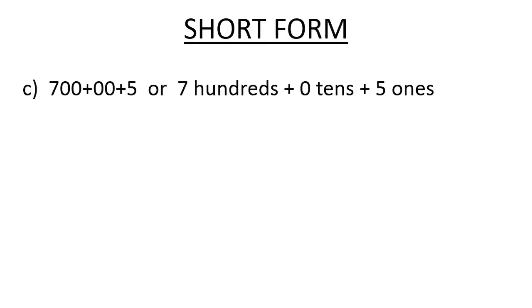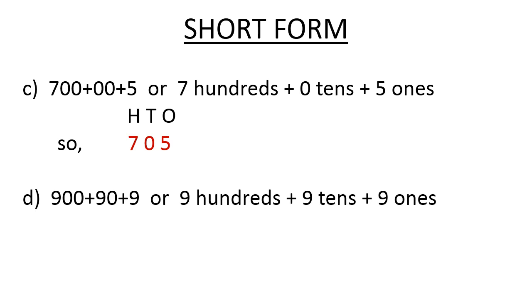Now we will see more examples of it. 700 plus 00 plus 5, or 700s plus 0 tens plus 5 ones. So here 5 is at ones place, 0 is at tens place and 7 is at hundreds place. So first of all we will write places, then we can write the short form of this number, and that is 705.